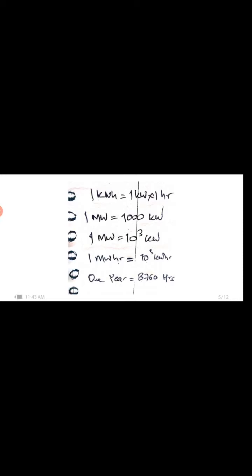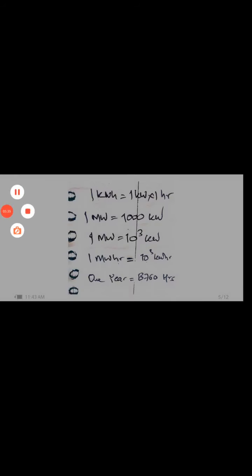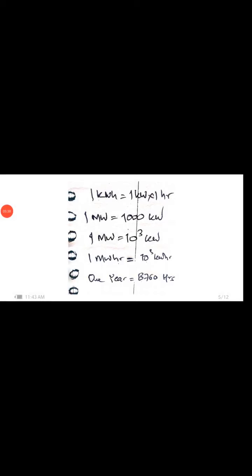Having understood the problem, now we will see that 1 kilowatt hour is equal to 1 kilowatt into 1 hour. 1 megawatt is nothing but 1000 kilowatts. I can also write 1 megawatt as 10 raised to 3 kilowatt. 1 megawatt hour is equal to 10 raised to 3 kilowatt hours, and 1 year is equal to 8760 hours.